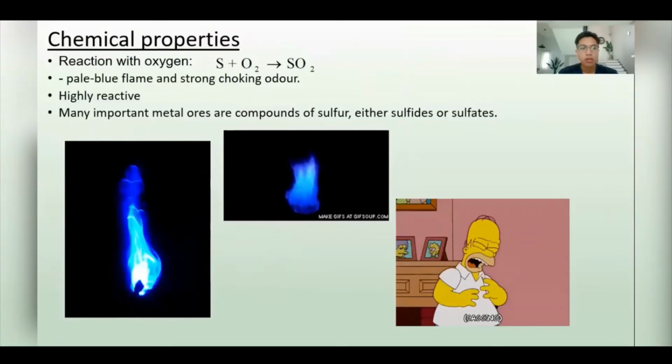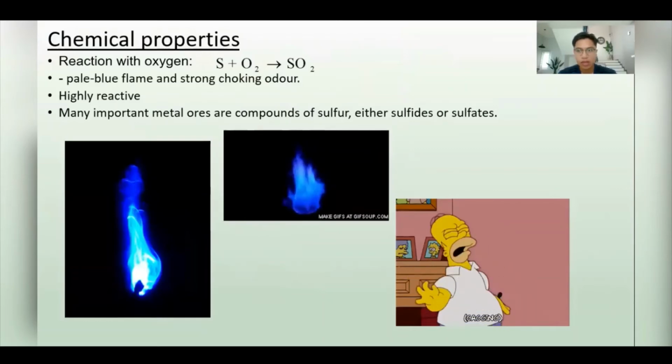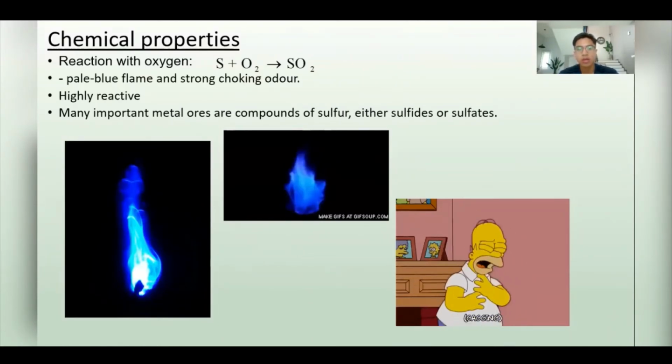Okay, thank you. The chemical properties of sulfur: it can react with oxygen, as you can see in the slide, to produce sulfur dioxide. It burns with a pale blue flame and a strong choking odor. Sulfur is also highly reactive because it can react with almost all elements except noble gases, at room temperature or during heating.